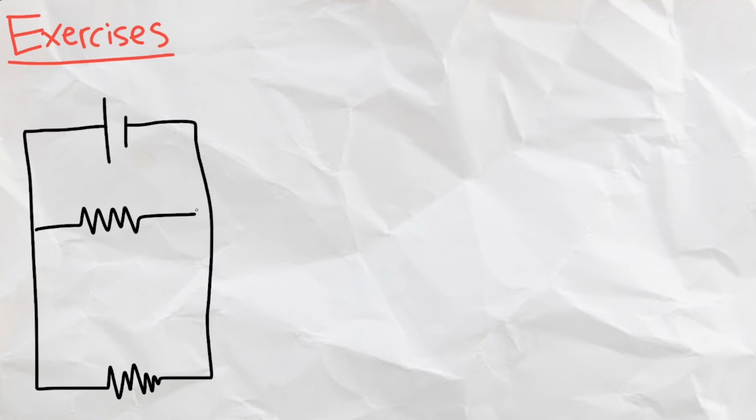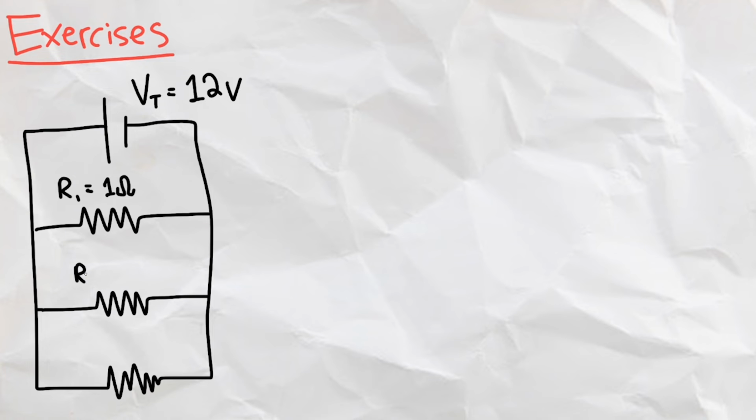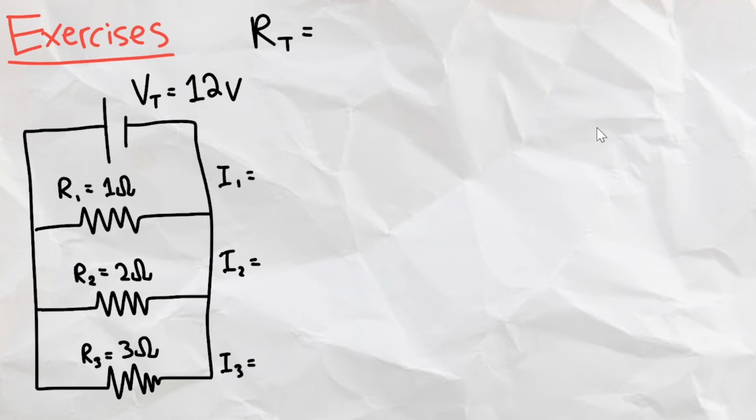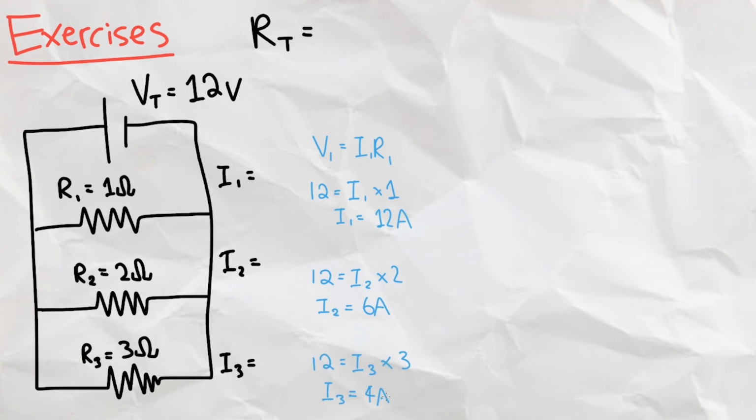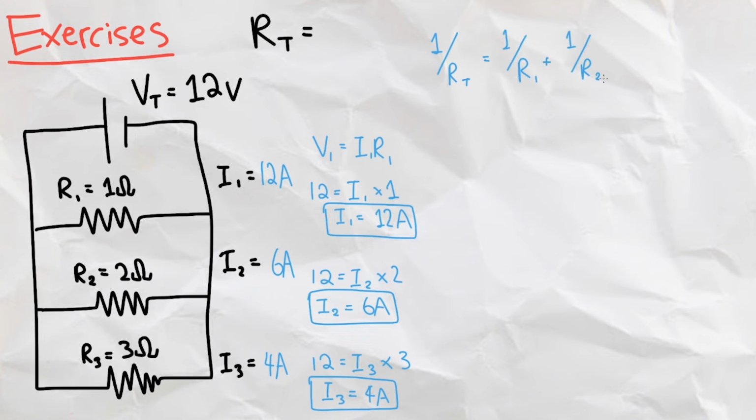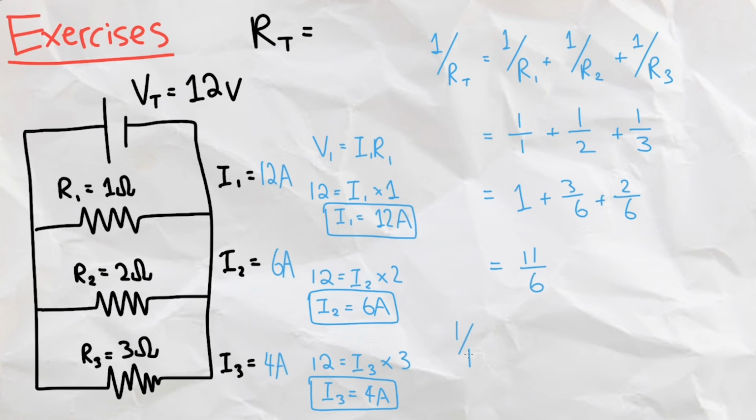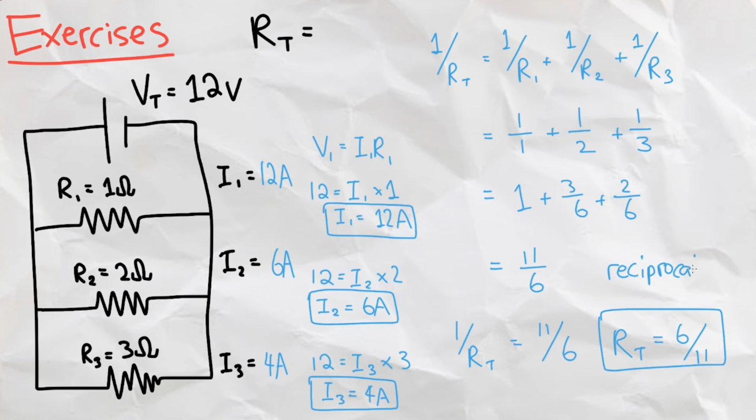Next, let's try this parallel circuit and find the total resistance and current through each of the resistors. The currents are easy. We just use V = IR to get 12 amps, 6 amps, and 4 amps. To find the total resistance, we just add the reciprocal of each resistor, so 1/1 + 1/2 + 1/3, which is 11/6. We then need to flip it over to get 6/11, as that's the reciprocal in our total resistance.